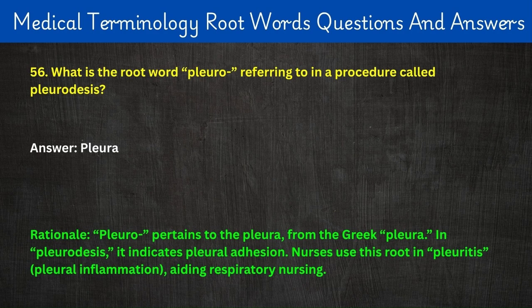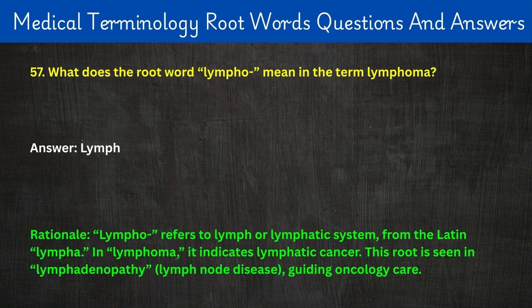Answer: pleura rationale. Pleuro- pertains to the pleura, from the Greek pleura. In pleurodesis, it indicates pleural adhesion. Nurses use this root in pleuritis, pleural inflammation, aiding respiratory nursing. 57. What does the root word lympho- mean in the term lymphoma?